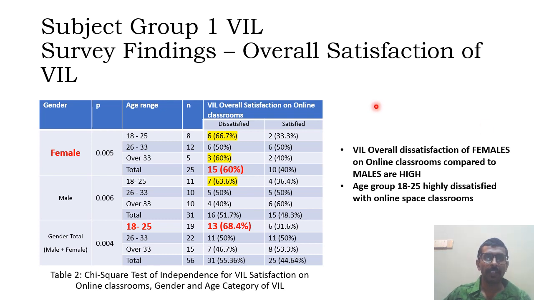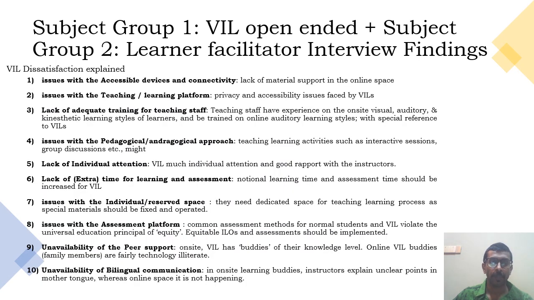Subject group findings. Overall satisfaction. Females are the most dissatisfied people, and also when it comes to age groups, 18 to 25, the youngest age group were more dissatisfied. So it can be concluded that females are dissatisfied with the visual impaired online teaching, and also the younger people did not like the way it had been taught online.